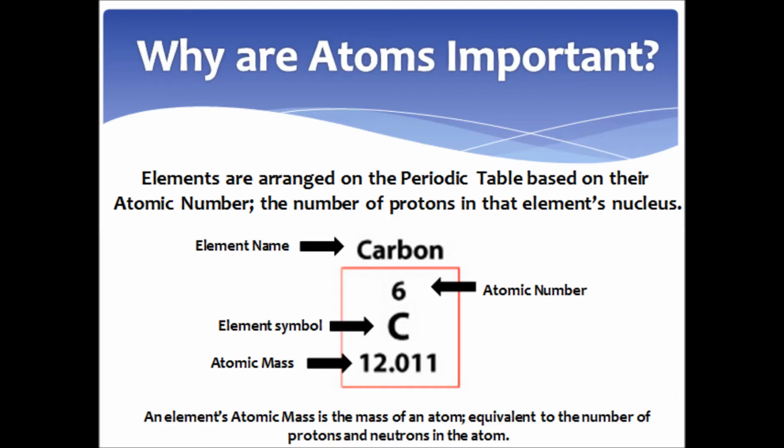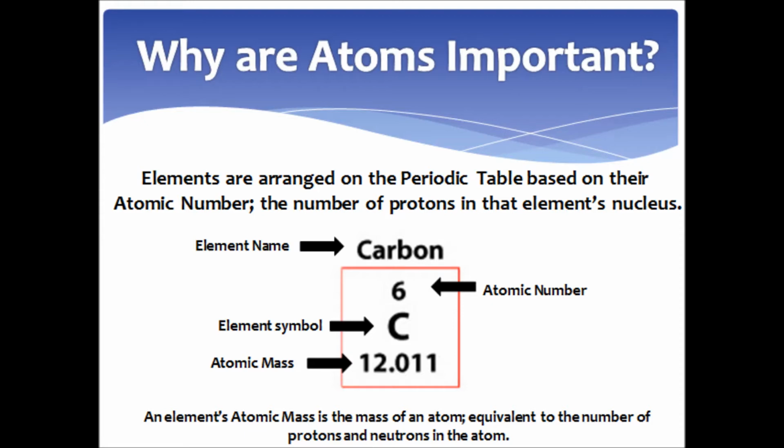Now down here we have a wonderful example of how elements appear on the periodic table. Here we have carbon, which, as you can see by the lovely bold arrows, that is the element name. The atomic number, which is the number of protons in carbon's nucleus, is 6. Carbon has 6 protons. The element symbol C, atomic mass.